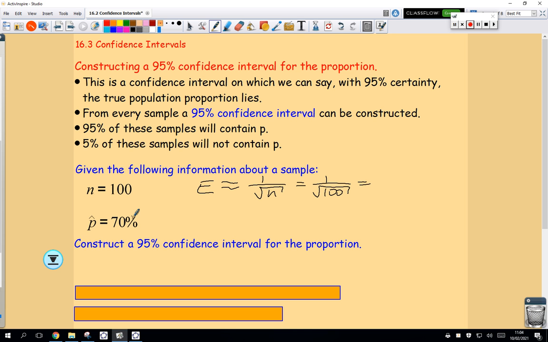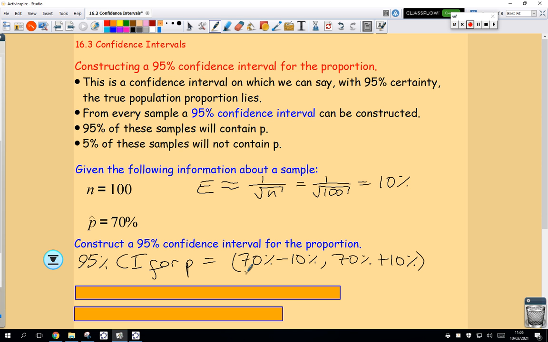Given that this is in percentages, I'm just going to write that as a percent. So that's 10%, 1/10 or 10%. My confidence interval for the proportion. So my 95% confidence interval for the proportion is this. Well, it starts at 70% minus 10%, and it finishes at 70% plus 10%. So my 95% confidence interval for the proportion will be between 60% and 80%.